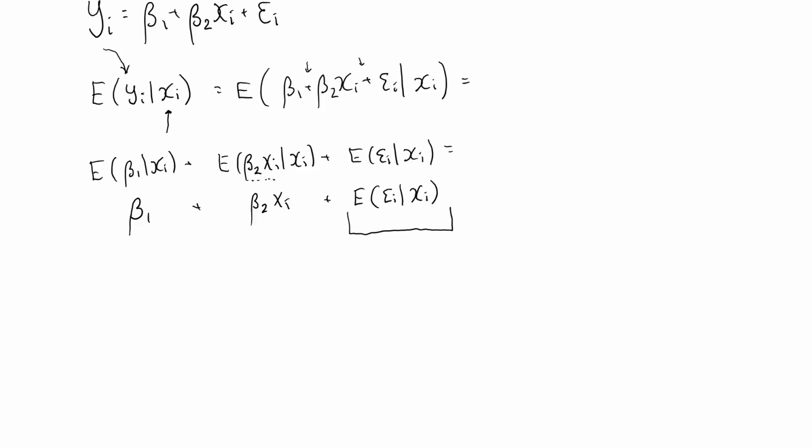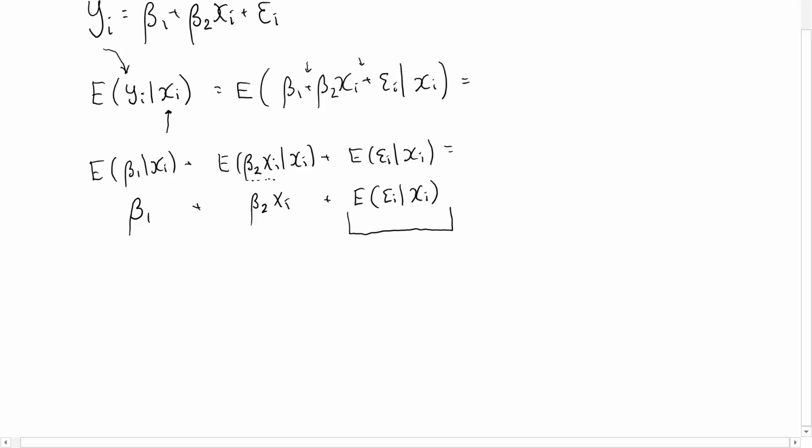Meaning that for some individuals, the error term is positive, for some individuals, the error term is negative, but the expected value is 0. One of the key points here is that this expected value needs to be 0 no matter what the value of xi is. So we cannot allow the error term and the x variable to be correlated. Remember, if the error term and the x term are correlated, then the expected value of epsilon i given xi cannot be 0.